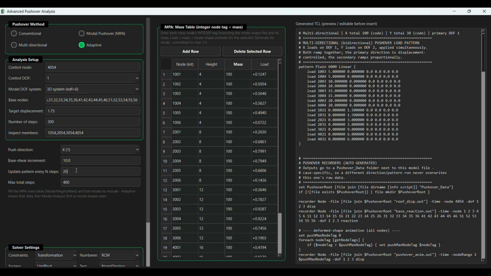Update pattern every n step sets how frequently the pattern is rebuilt from the current softened mode shapes. Smaller n means more frequent updates, tracking the structure's degradation more closely at the cost of more computation. Max total steps is the outer limit before the run stops.